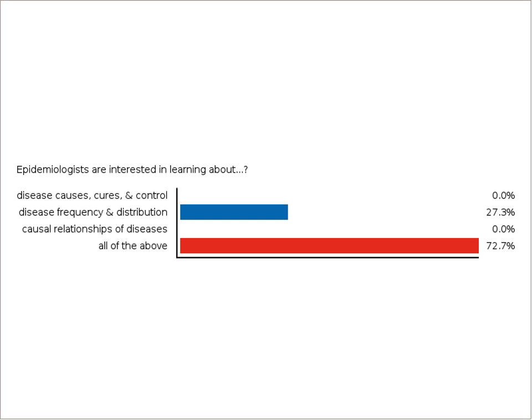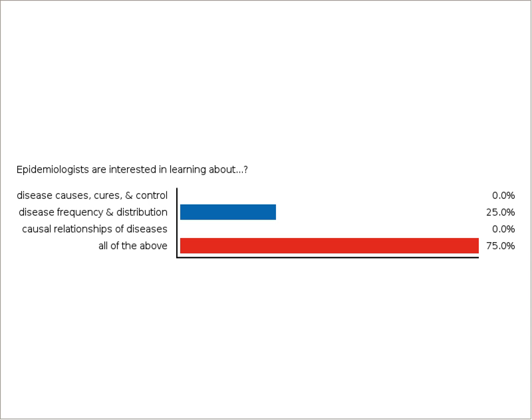3 of you chose disease frequency and distribution, and 8 of you, 73%, chose the correct answer, which is all of the above. So epidemiologists are interested in learning about causes of diseases and how to control them or cure them. We're interested in the frequency and distribution of diseases, including geographic distribution. And we're also interested in causal relationships between different factors and outcomes of diseases.